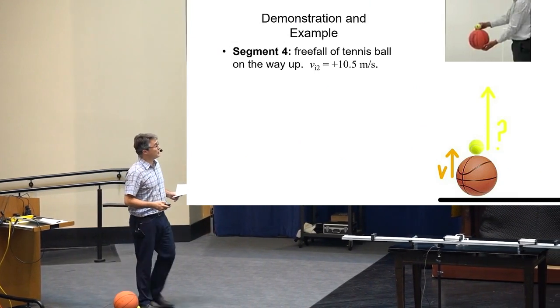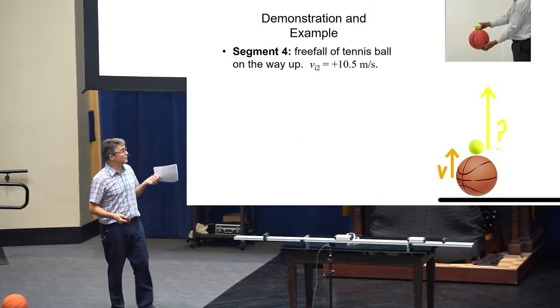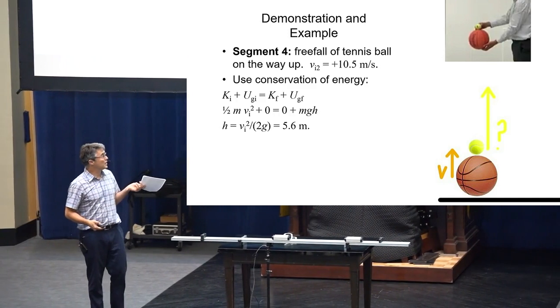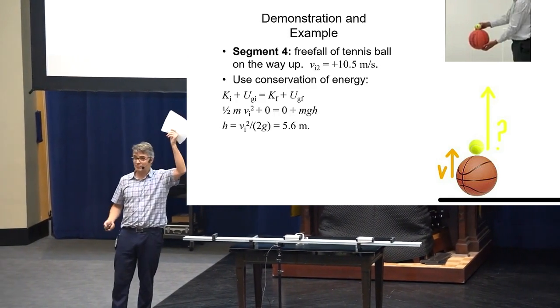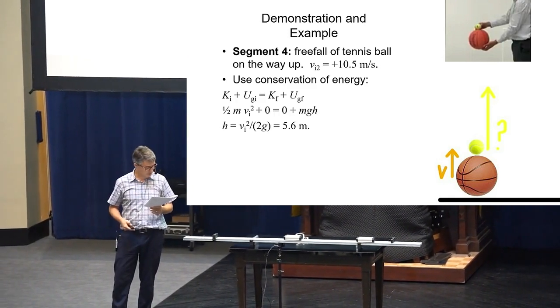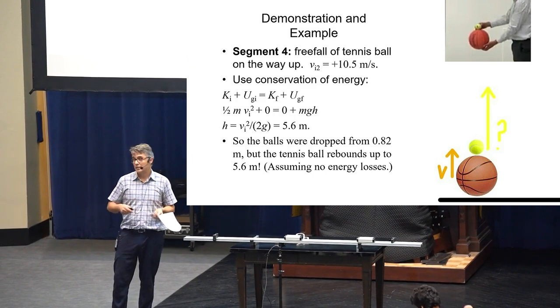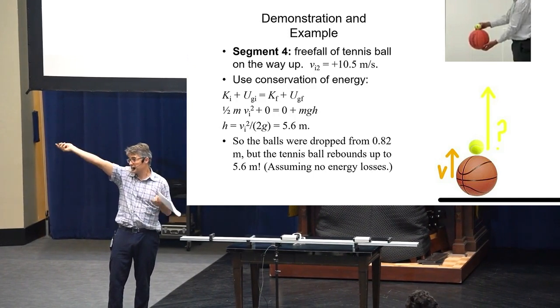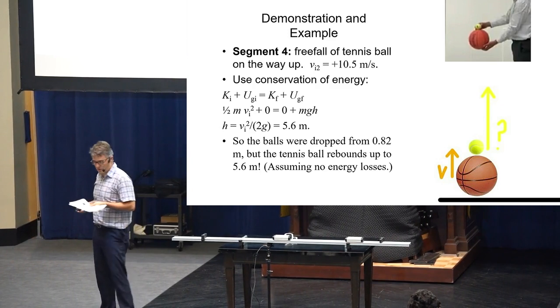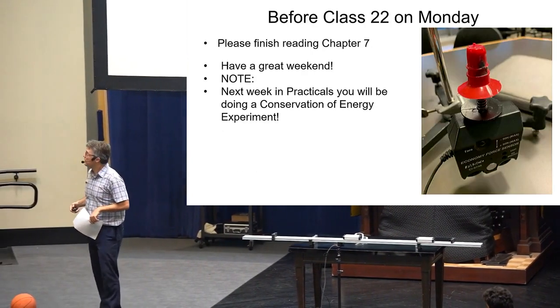So segment 4 is that you've got a tennis ball going up at 10.5 meters per second, and it goes up to a height of 5.6 meters maximum. Mine went a lot less than that. The balls were dropped from 0.82, but the tennis ball rebounded up to 5.6 meters, so it looks like energy is not conserved.